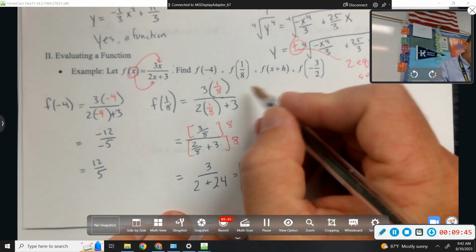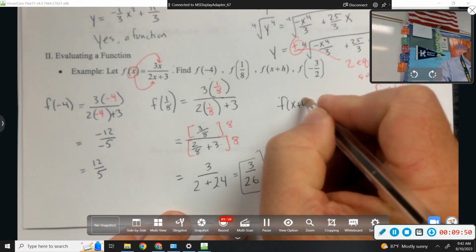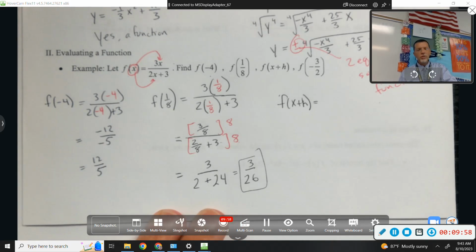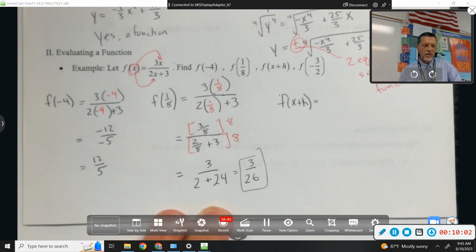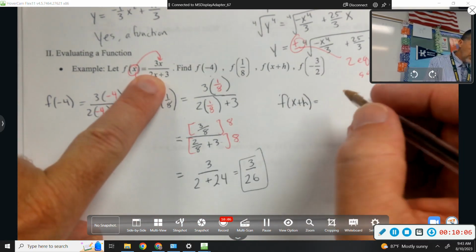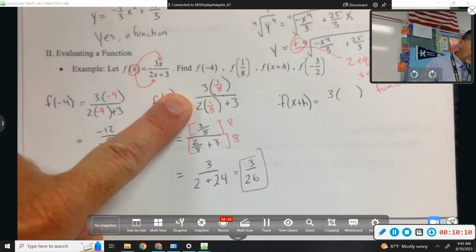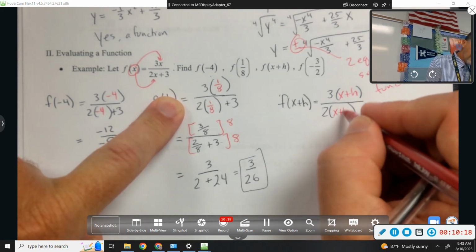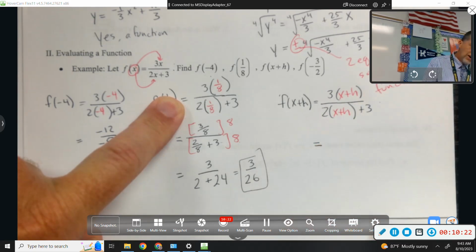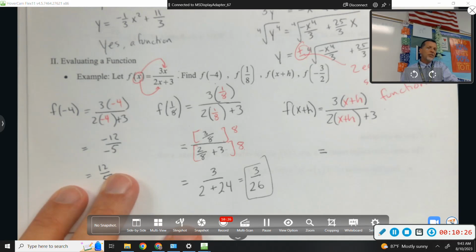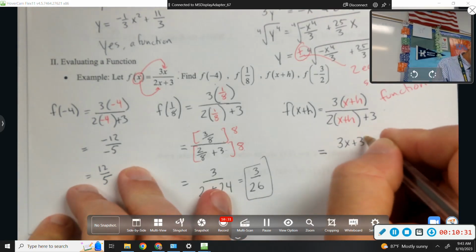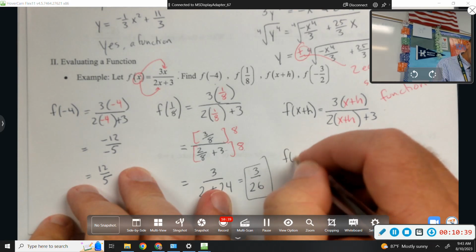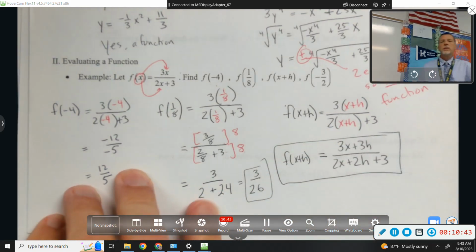Let's do one more. I'm not going to do that second fraction because it's the same process. But f of x plus h. And that might seem random, but we use f of x plus h all the time in calculus. So we need you to get used to working with at least the algebra part of f of x plus h. So it works the same way. Look at the equation, and instead of plugging in -4 or 1/8, I'm going to plug in x plus h. And I guess I'll distribute, although I don't think it's going to really do me any good. I don't think anything combines or reduces or factors, so I don't know that that accomplished a whole lot, but there it is.